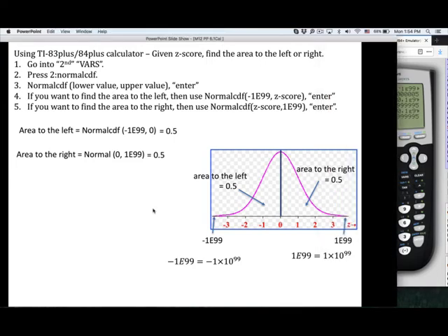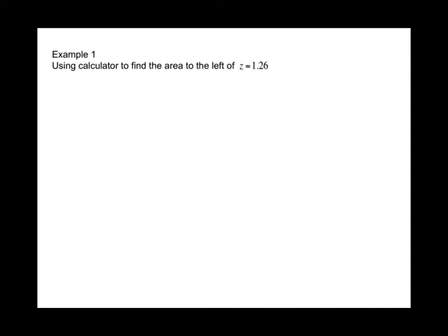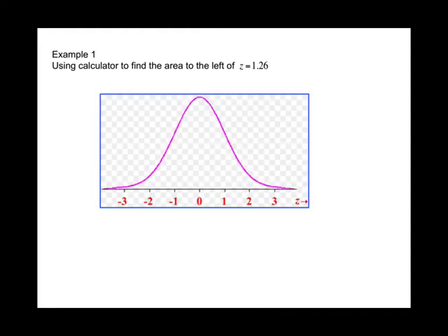Okay, let's try another example. Using the calculator to find the area to the left. So they give the z-score and you want to find the area. For the normal distribution, 1.26. So look at it, positive. 1.26 is somewhere like here, and then we want to find the area to the left. So we're looking for the area from the left. Again, that will be normal CDF.